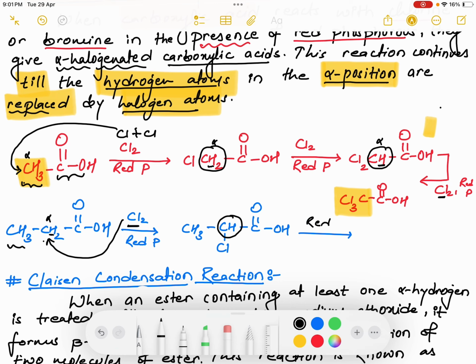Further, I am treating it with red phosphorus and chlorine. Now the product will be CH3C with 2 Cl groups along with the formation of C double bond O OH. So this reaction is known as Hell-Vollard-Zielinski reaction.